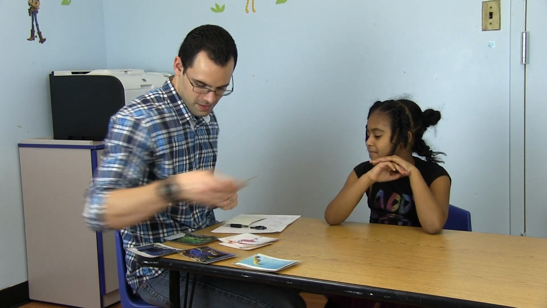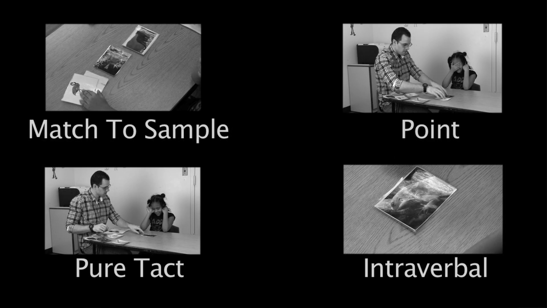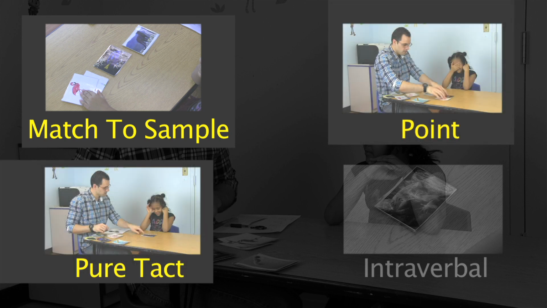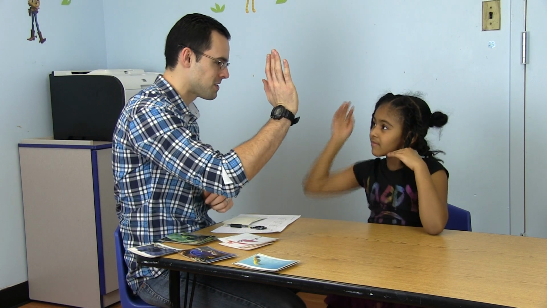Iguana. That's an iguana. The teacher continued rotating the multiple exemplars of stimuli across the 4 different response topographies: match to sample, point to, tact, and intraverbal responses. The responses from each of the topographies is then totaled and graphed separately. The student in this video did not demonstrate mastery in her first intervention session and thus required further intervention with more sessions. High five. Nice job.